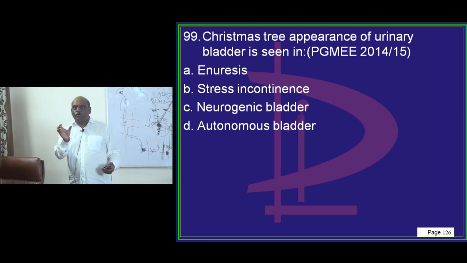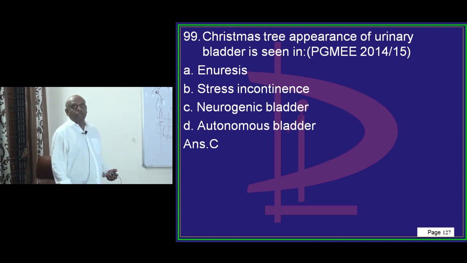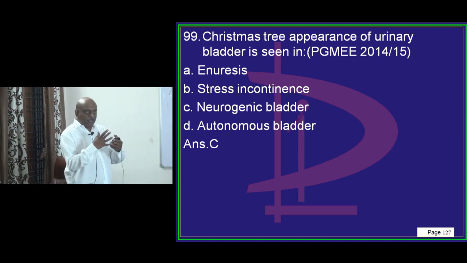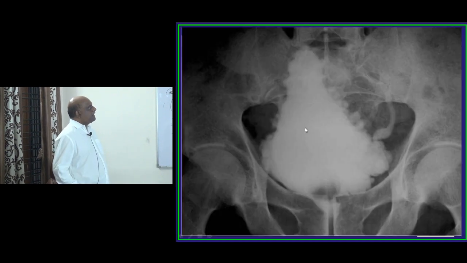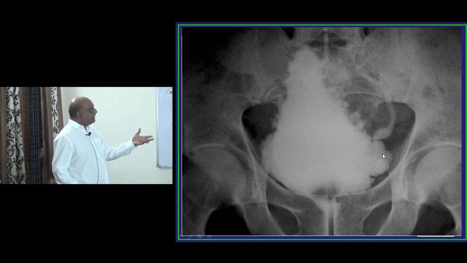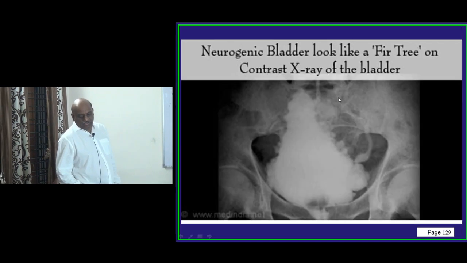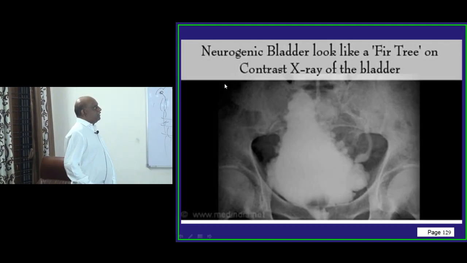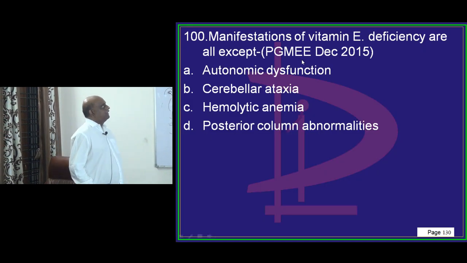Urinary bladder ko dye pass kare to Christmas tree appearance kaha dikhta hai? If it is a neurogenic bladder leading to detrusor spasm, that leads to the Christmas tree pattern. Can you see this Christmas tree pattern of the contrast, doctor? So this is typically an example of a neurogenic bladder, is what you have to remember. This is the Christmas tree appearance with the contrast in the X-ray.